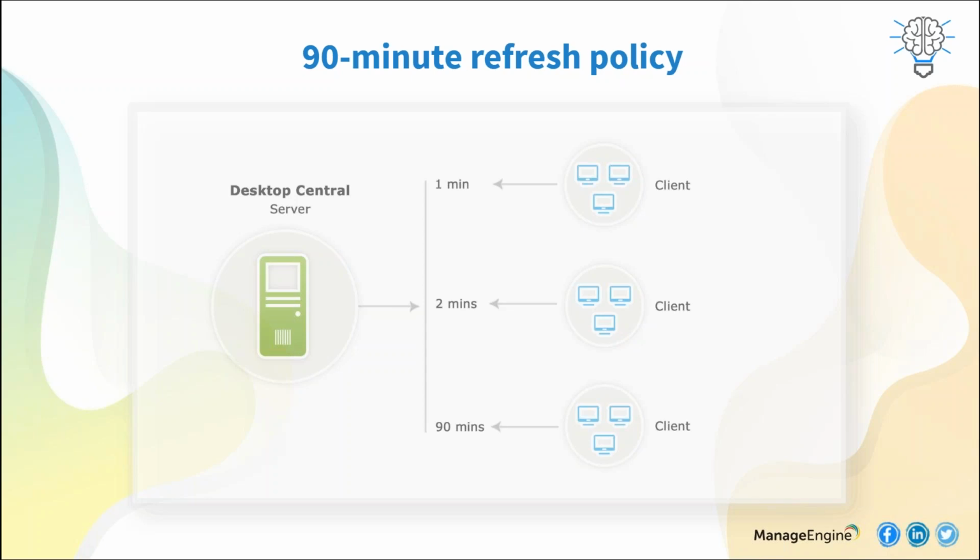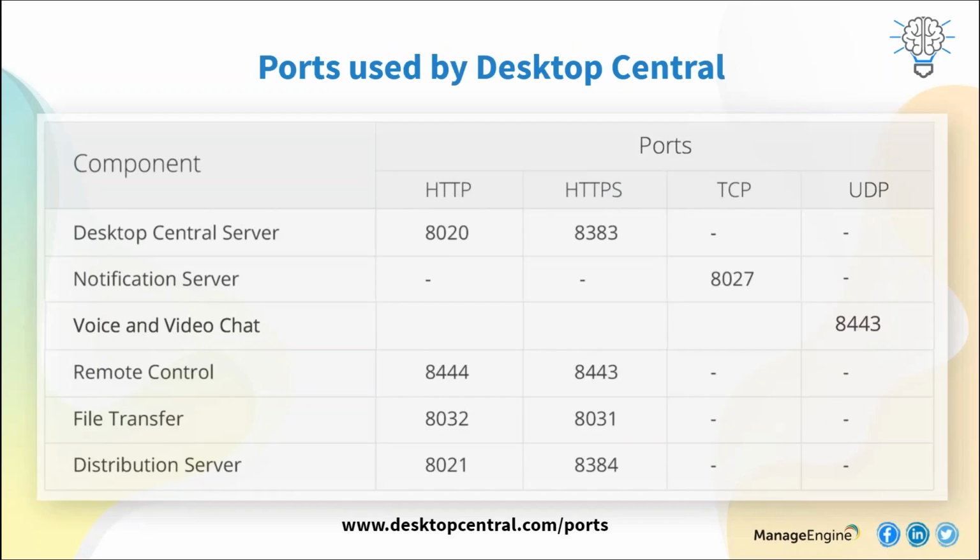We'll now move further to the ports that are required for Desktop Central. Desktop Central runs on two ports primarily, 8383, which is HTTPS, and 8020, which is an HTTP port. All the agents talk to the server using these ports. And there is also another port, which is 8027, responsible for the notification server component.